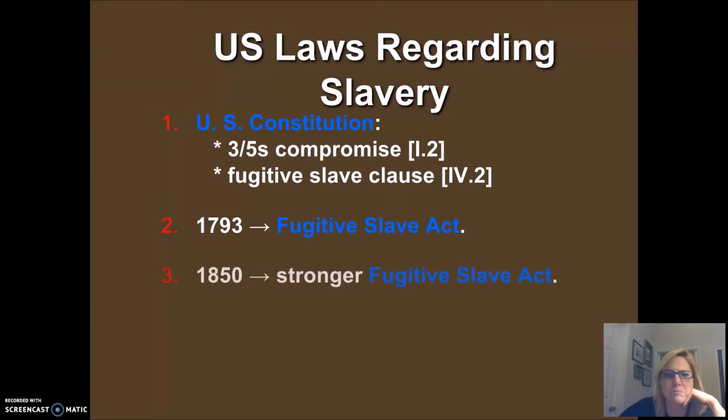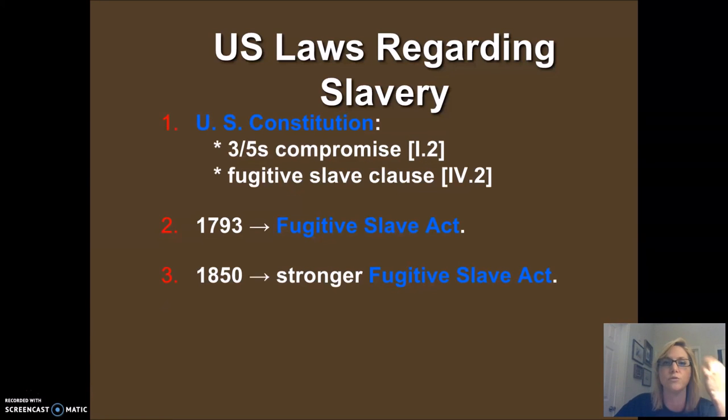So we have laws that backed up slavery. In the U.S. Constitution, you have it written into our foundational document that slaves are less than. You have a fugitive slave clause that the South forced into the Constitution, basically, that said that fugitive slaves are to be returned to their masters. And of course, the Constitution is a series of guidelines, and so it's up to the legislative branch to then write that into law, which they did in 1793 by creating the Fugitive Slave Act, which basically stated that slaves had to be returned to their masters.